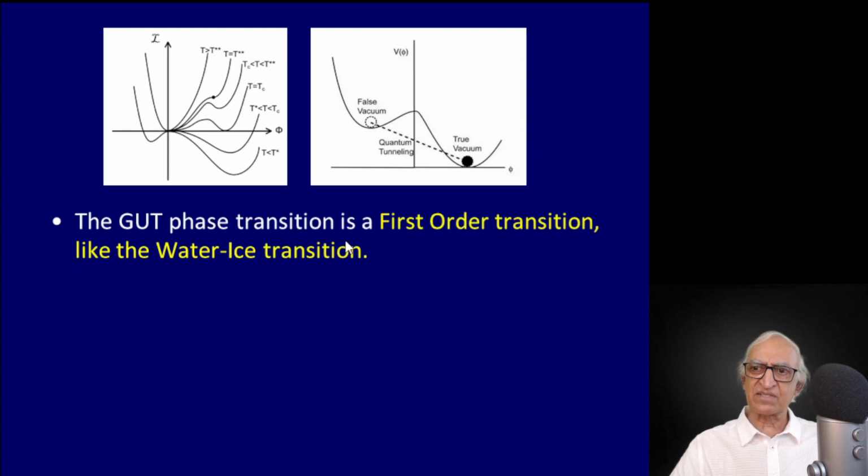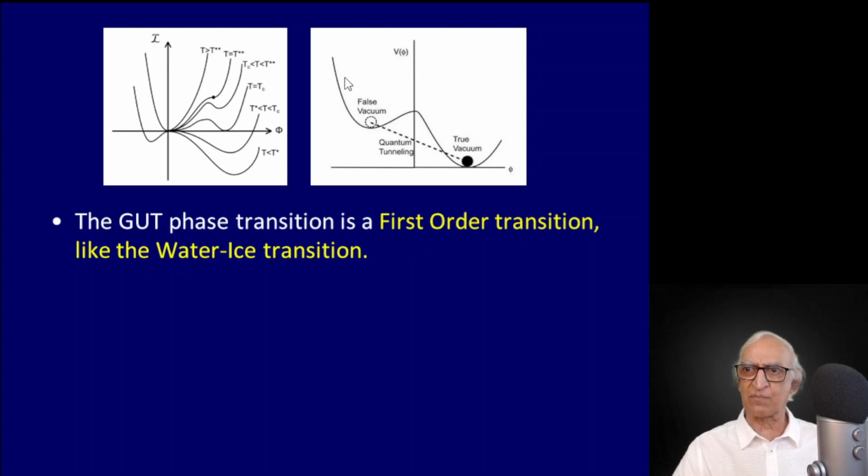The Guth phase transition is a first order phase transition, like the water-ice transition. The transition between a normal metal and a ferromagnet is a second order phase transition. Whereas the transition between water and ice is a first order phase transition, where there is a volume change and there is a latent heat. Now, what the theory of elementary particle physics tells you is that the grand unified theory phase transition, which must have occurred when the universe was 10 to the power minus 35 seconds old, was a first order transition.